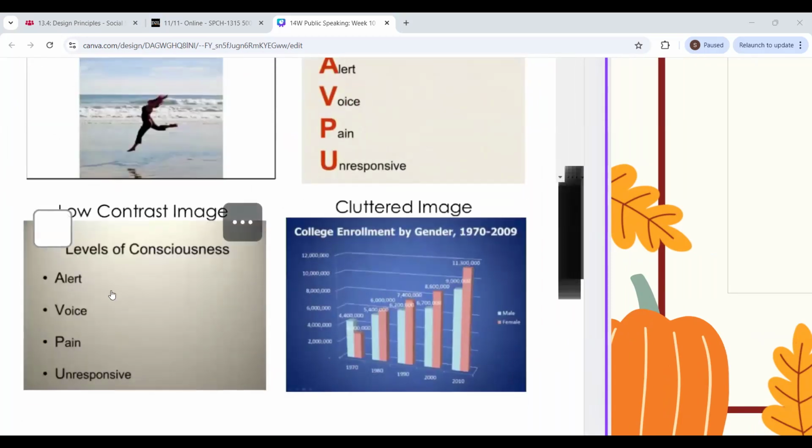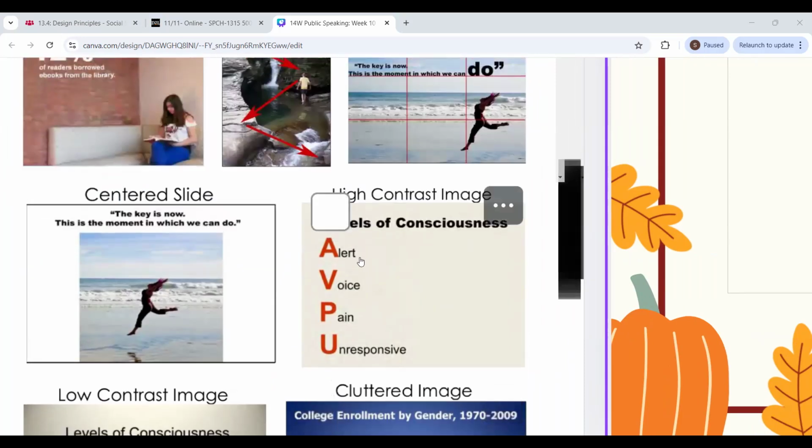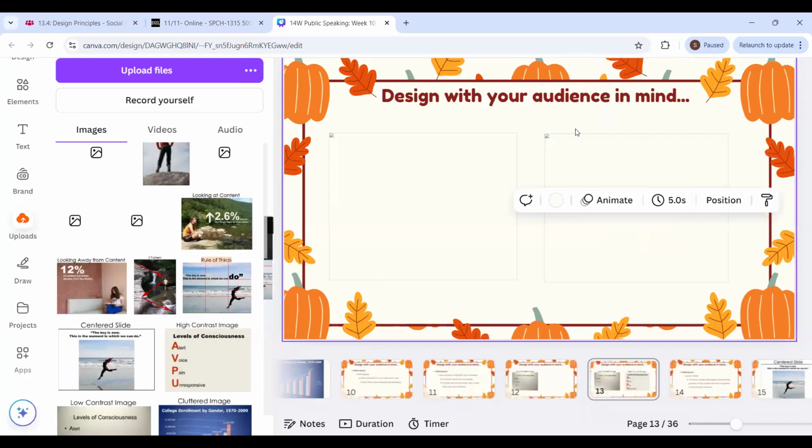So with low contrast, it all blends in together. It's capitalized, it's not bolded, so we're not really sure what we're taking away. For this, we want to make sure the audience takes away this acronym, so we are making it very different from the rest of our letters. Beautiful, amazing. Let's see if I can. There we go.